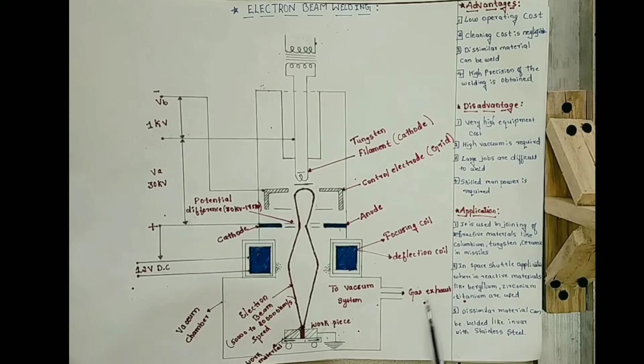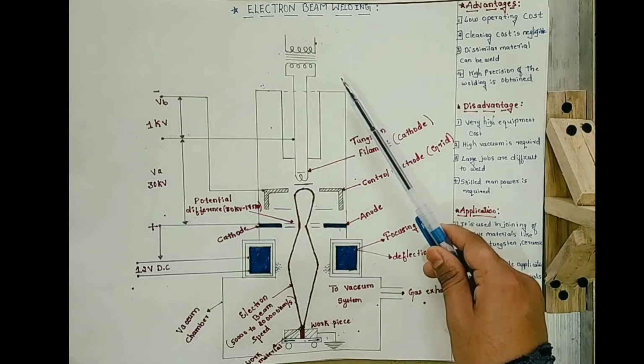And there is a gas exhaustion path through which the gases emitted during the welding process will be removed. So this is all about the construction of electron beam welding. Now I will explain the working principle of electron beam welding.